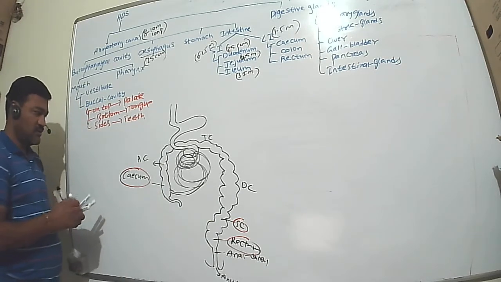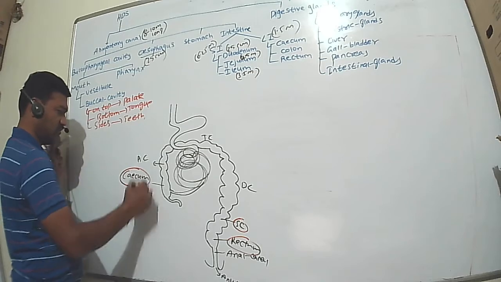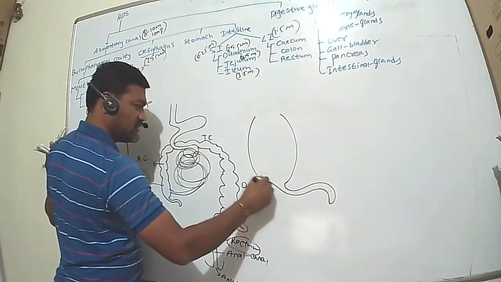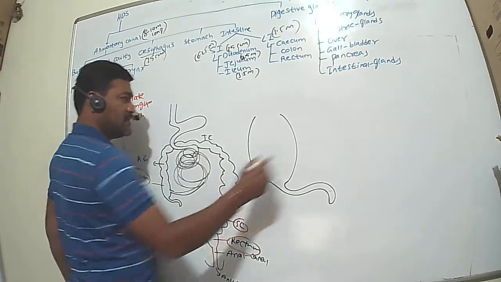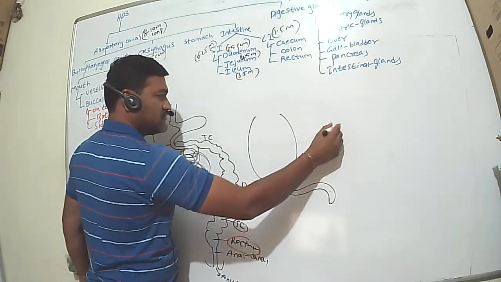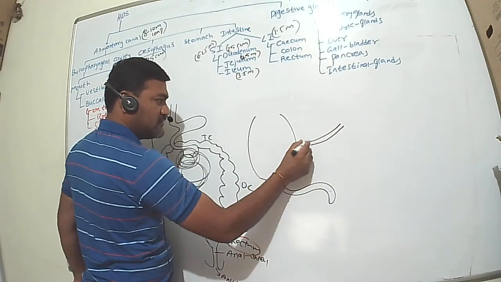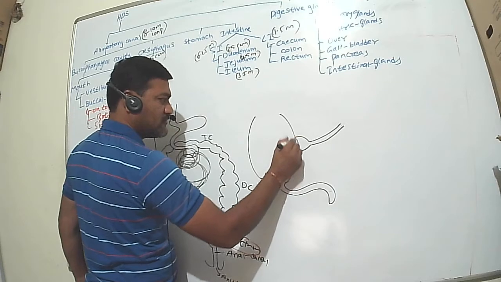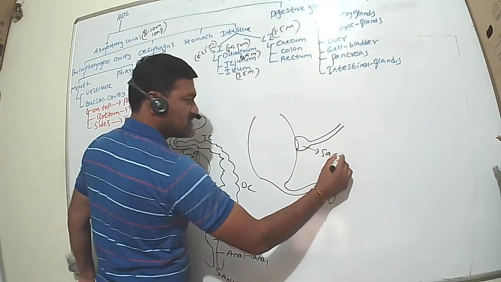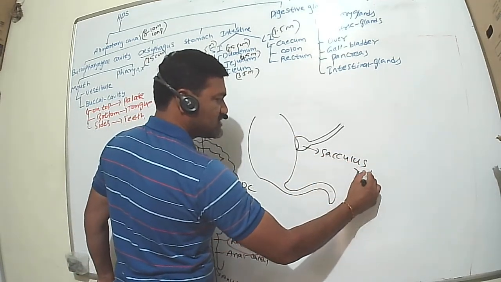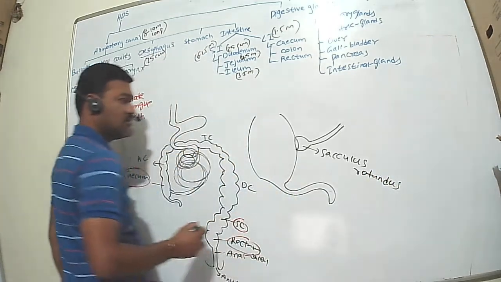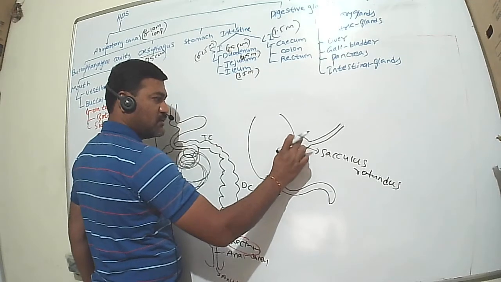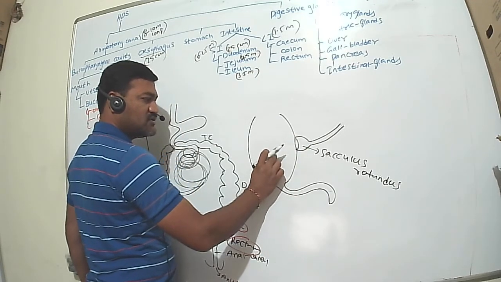Look at here, let me show you this part in a bigger view. This is the cecum, and this is the appendix, vermiform appendix, because it looks like a worm. This is the last part of the ileum. This ileum actually first opens into a small sac-like structure called sacculus rotundus, where the undigested food is temporarily stored. Only when it is filled, it will be disposed into the cecum.